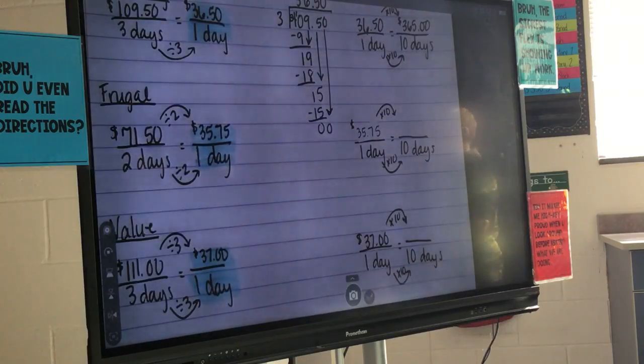Again, this should not be taking us very long. All you're doing is moving your decimal and adding a 0.